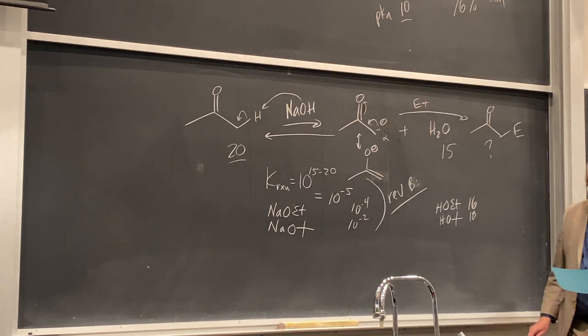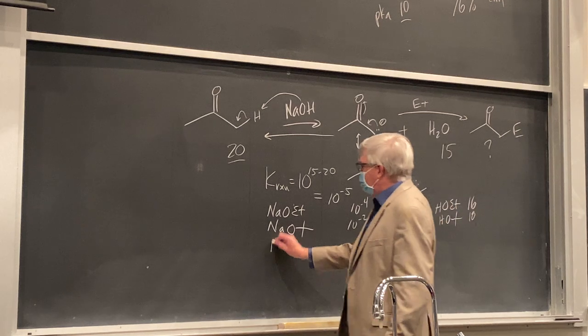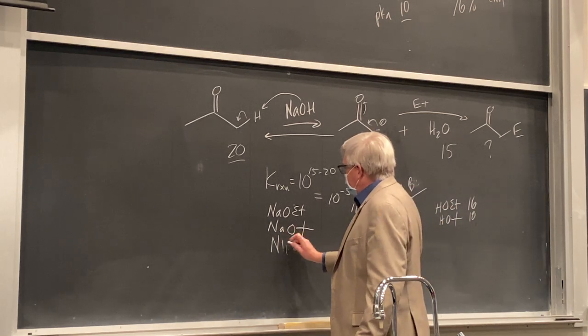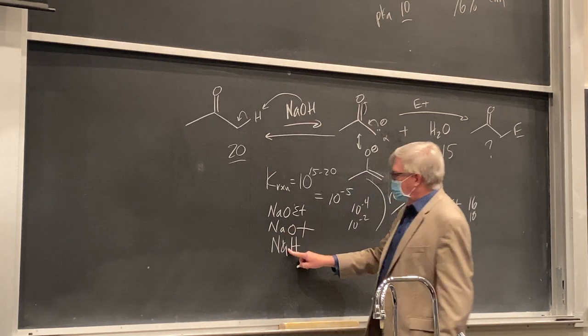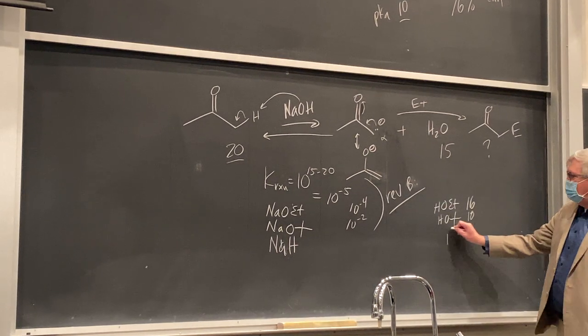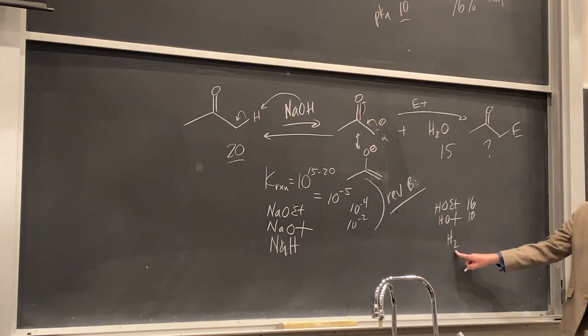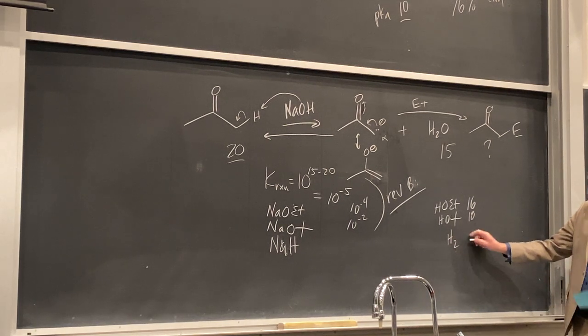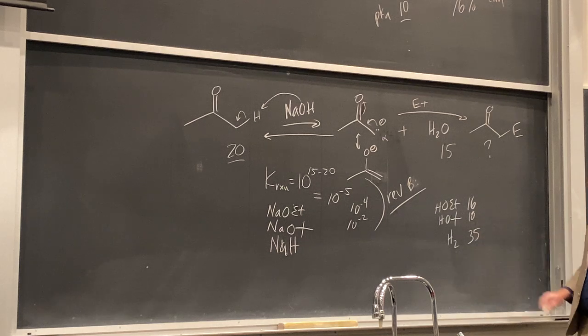Let's see some other bases here. How about sodium hydride? NaH. Now that's just a hydride on sodium, right? So what's our conjugate acid there? Oh, it's hydrogen gas, and that's a totally different thing, right? The pKa of hydrogen gas is 35.